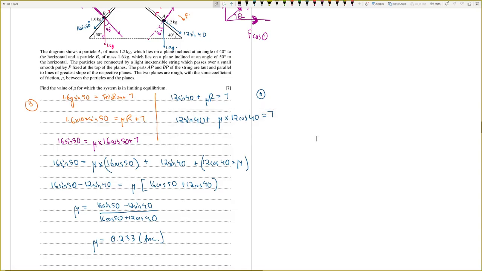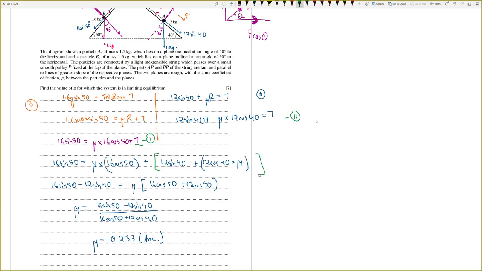Now, you can actually substitute the value of tension. Suppose if I call this equation 2, you can substitute equation 2 into equation 1 in the place of T, this T over here. So 16 sine 50 is equal to mu times 16 cos 50 plus, I just input the value of T from equation 2, 12 sine 40 plus 12 cos 40 times mu.